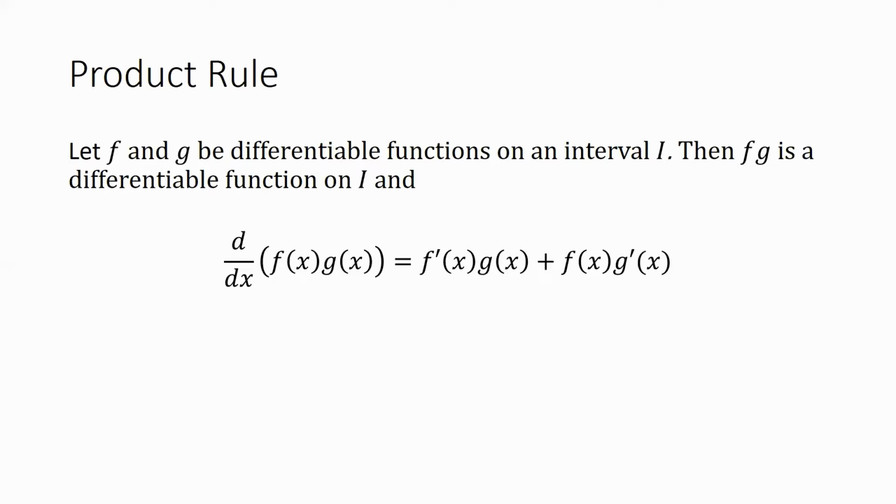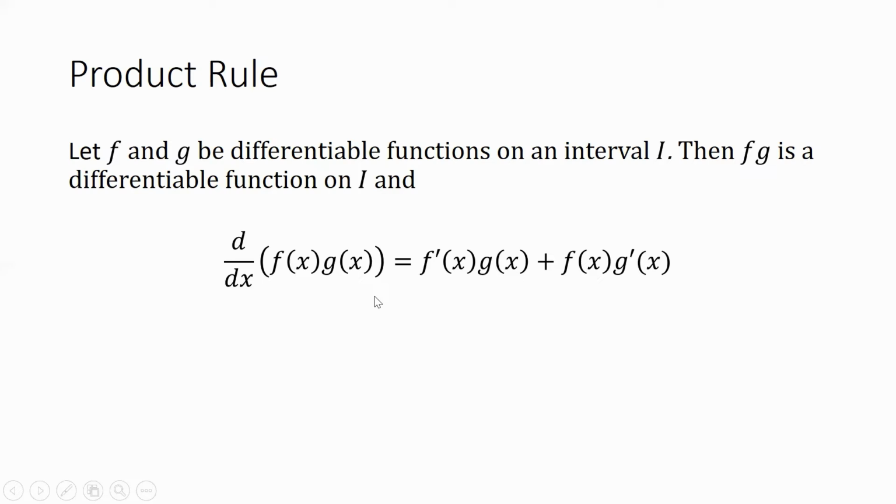This rule is what we call the product rule. And it's obviously called the product rule because we're multiplying two functions together. It's the product of f and g. So how do I take the derivative of the product of f and g? You take the derivative of the first function times the normal second function plus the normal first function times the derivative of the second function.